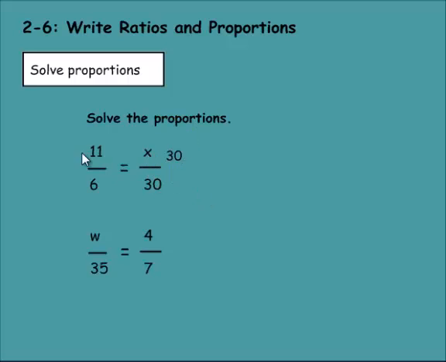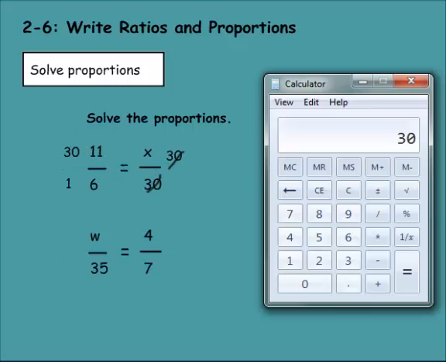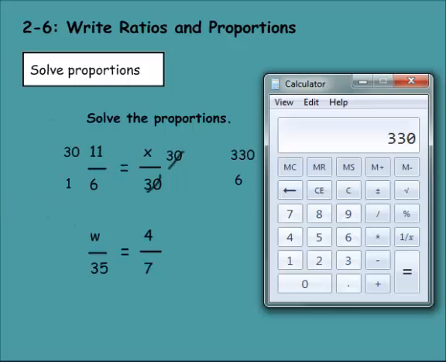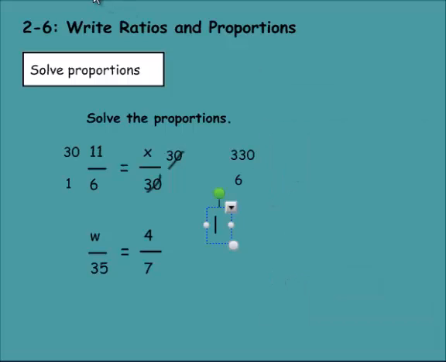So multiply this times 30, multiply this times 30. This would be 30 over 1, correct? So this crosses out, and then 30 times 11 equals 330. 6 over 1 equals 6. So I'm left with 330 divided by 6 on this left side. Let's do that then. And that gives me 55. So I know that x equals 55. So 11 over 6 equals 55 over 30.